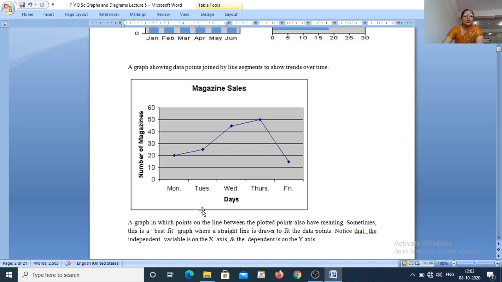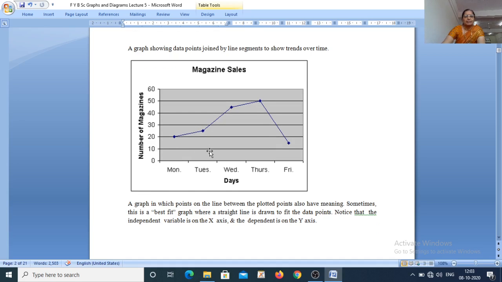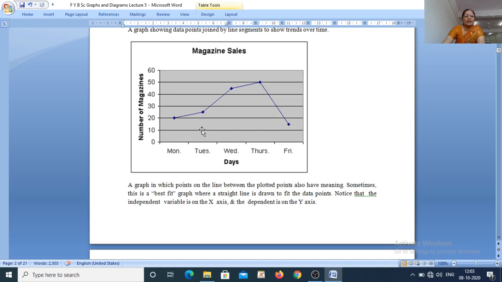Another important type of graph is the frequency polygon. For a frequency polygon, on the x-axis you write down the number of magazines sold in a particular department store, and suppose these are the number of days: Monday, Tuesday, Wednesday, Thursday. The points show the number of magazines sold on these particular days.